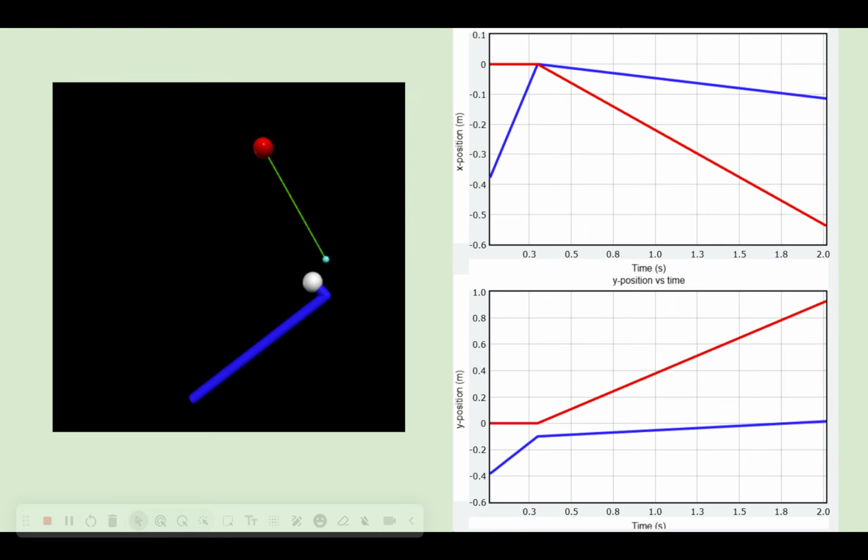Here is the output of the code. It shows both the image of the collision and the position and time graphs of both the 8 ball and Q ball. So you can see both balls in that image as well as both of the graphs.